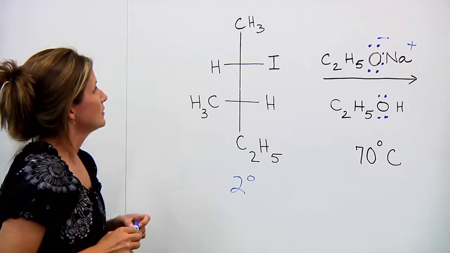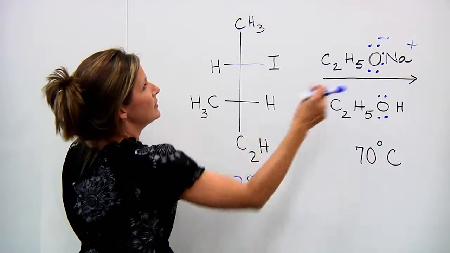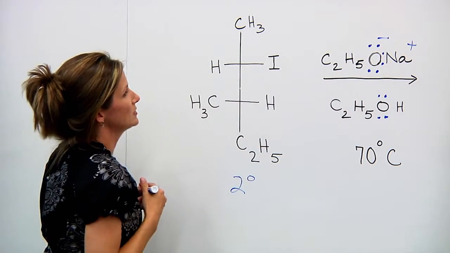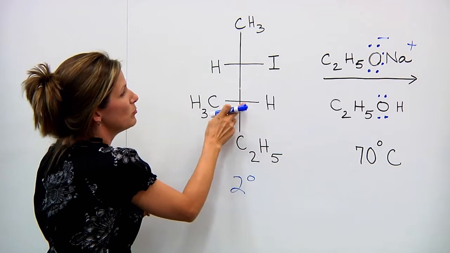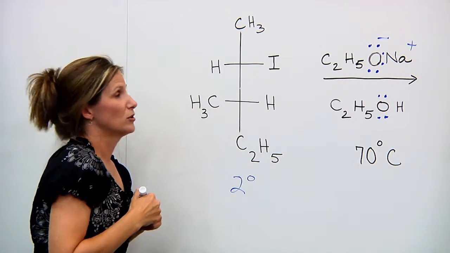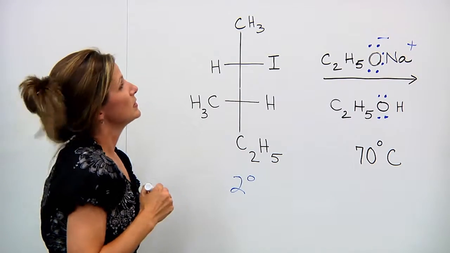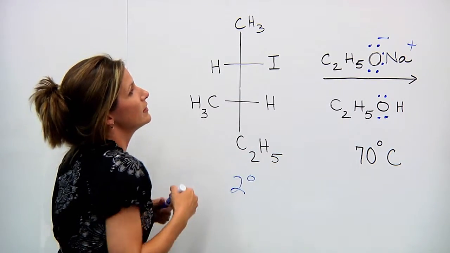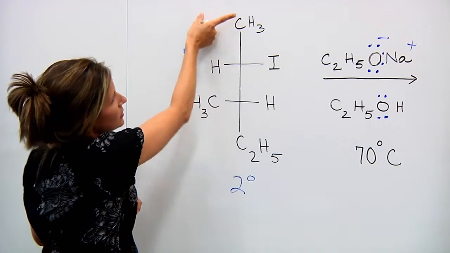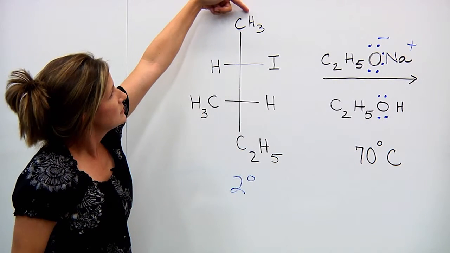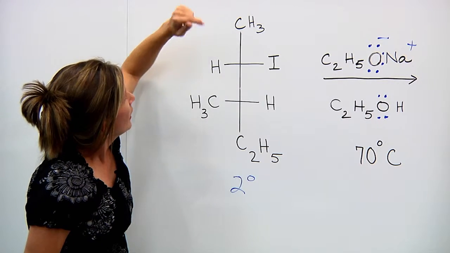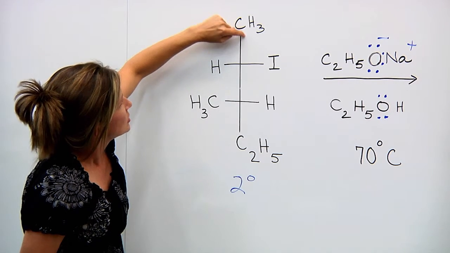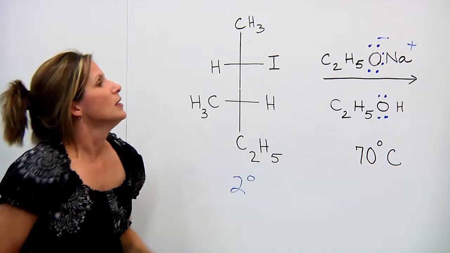Now, because we have a secondary substrate, there are two possible locations where a double bond can occur. The first: the negative charge from the oxygen can abstract the hydrogen on this carbon, which would lead to double bond formation between these two carbons. The other possibility is that the negative charge will abstract a hydrogen from this methyl group, and create a double bond formation between these two carbons.